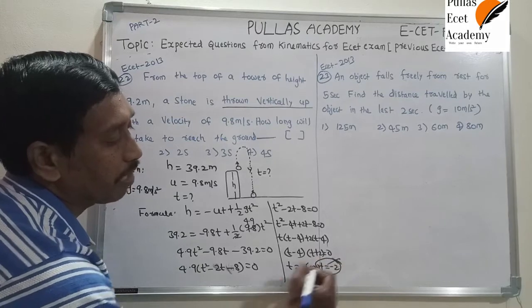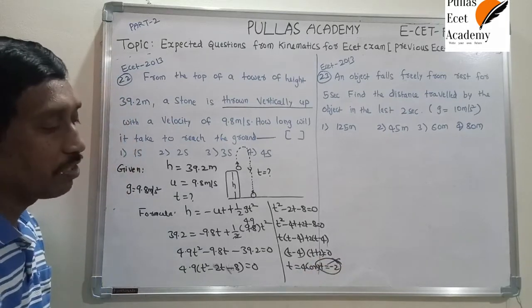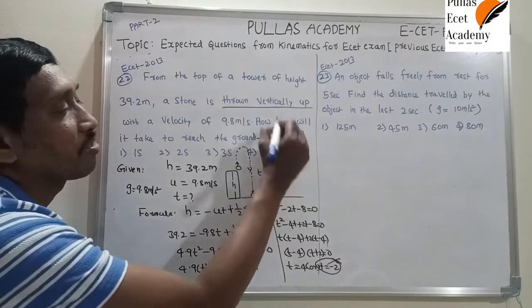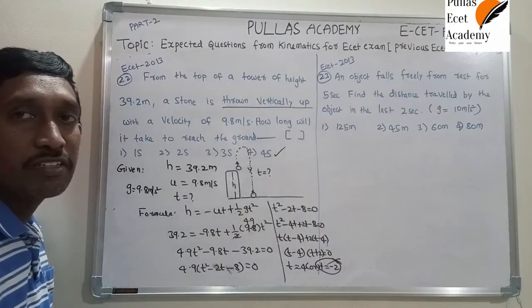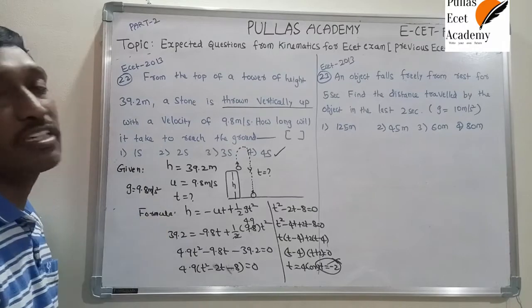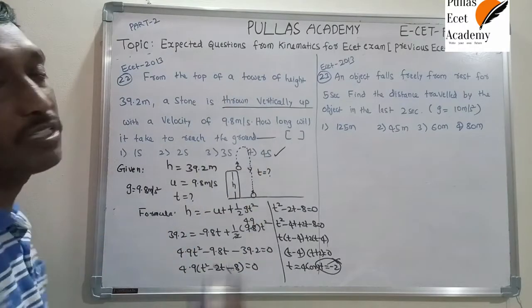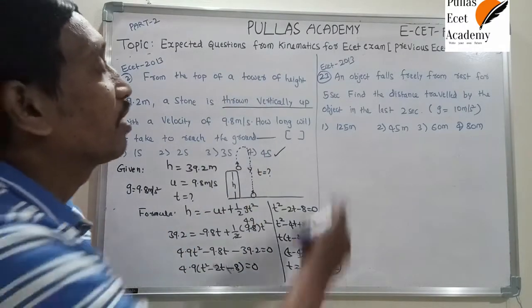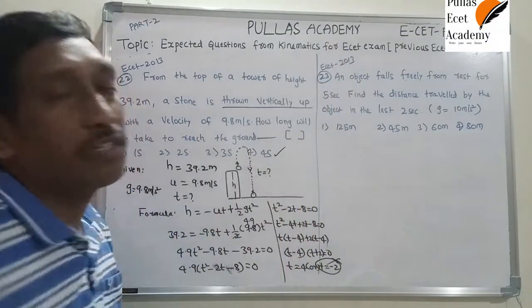That is impossible, because time is not measured negatively. That's why t is equal to 4 seconds is correct, and that's why the fourth option is correct. This is the procedure to measure the time. This is called the top of the tower model.